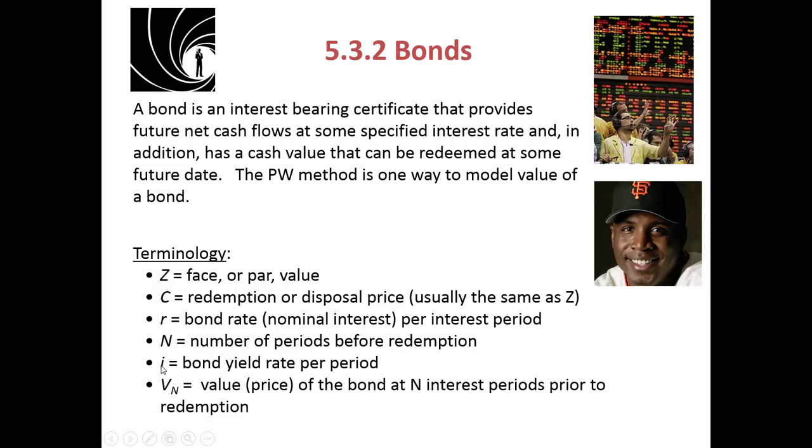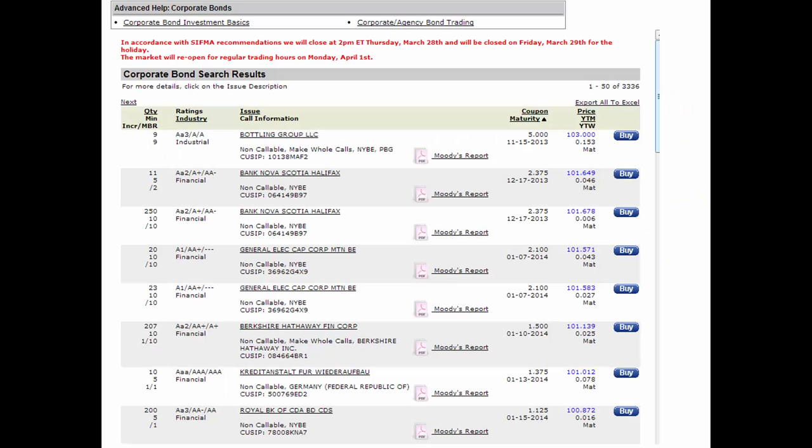Now, I is a different interest rate. I is the yield rate. The company is paying interest and that's fixed. But if you want to make a different interest rate than what the company is paying, then you have to either pay more or less for the bond than the face value, and then that affects the yield. And you'll get a sense for that when we do today's in-class exercise.